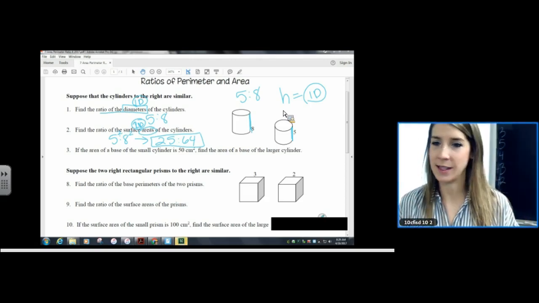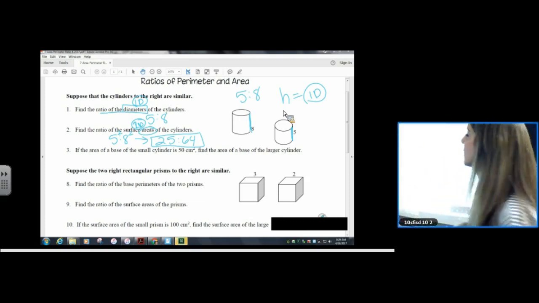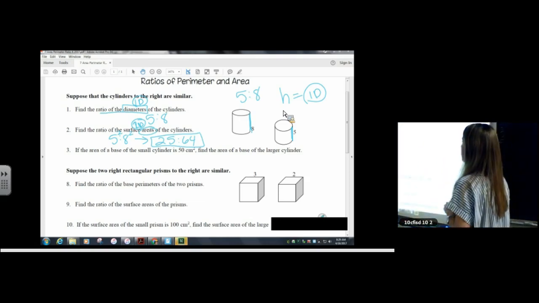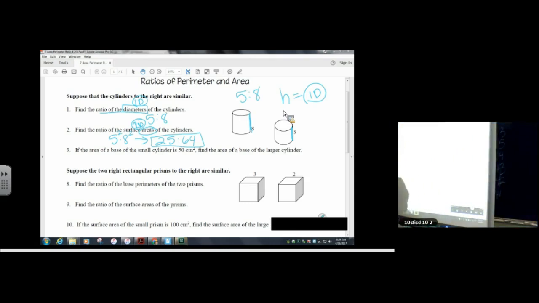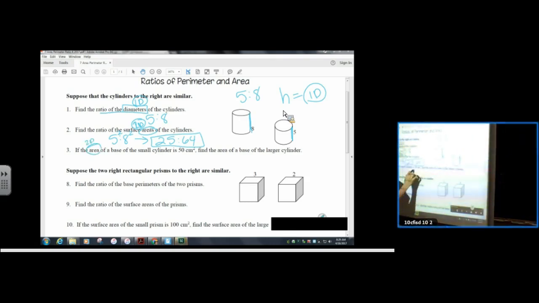missing side because that's what this is all about. Solve for missing things. The area of the base, okay, stop right there. When you see the word area, you know you're working in 2 dimensions. Centimeters squared, 2D. Find the area of the base of the larger cylinder.